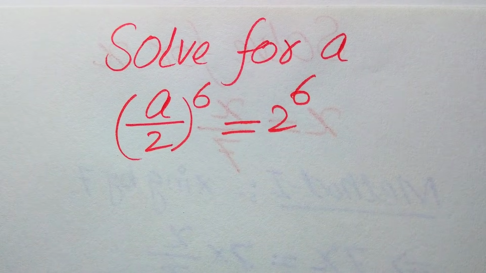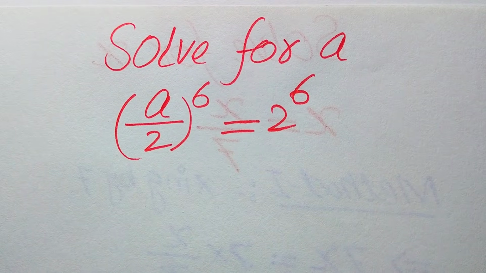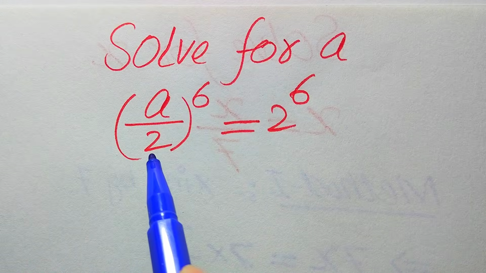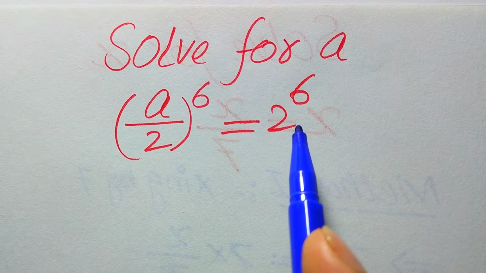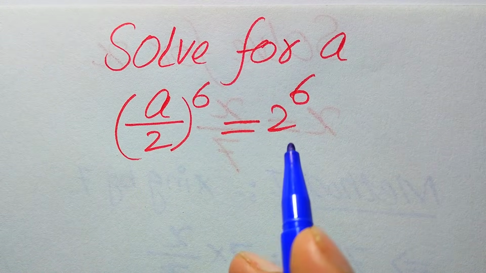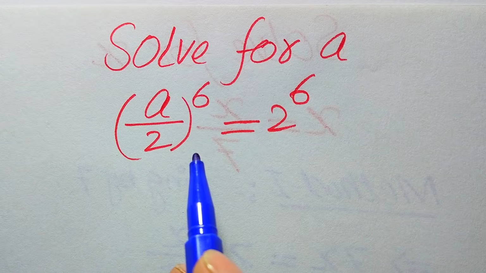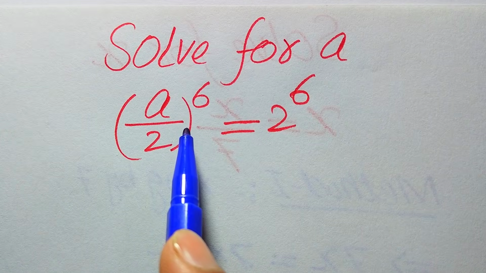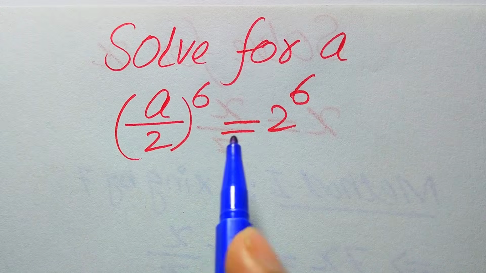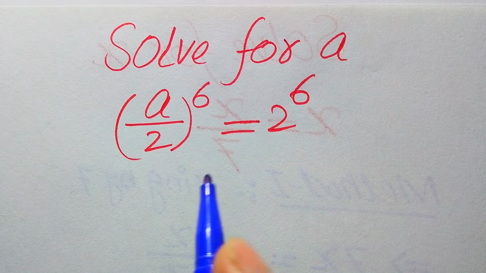Hello everyone, welcome to solve this nice math Olympiad algebra problem. Here we have (a/2) whole exponent 6 equals 2 to the power of 6, and we solve this problem for all the values of a. This equation has exponent 6, so it means that it has 6 roots. We need to find all the roots of this equation.